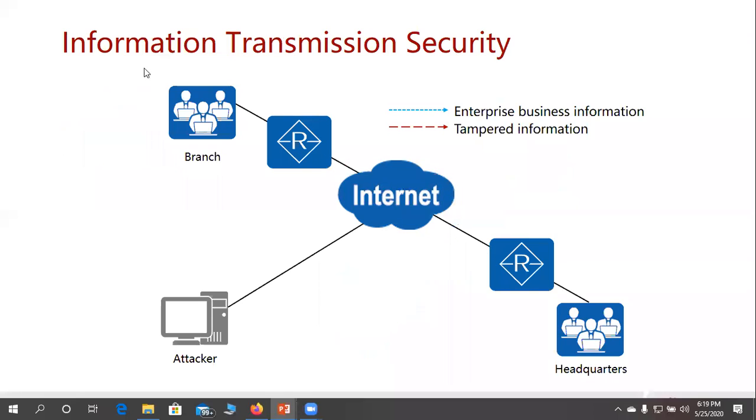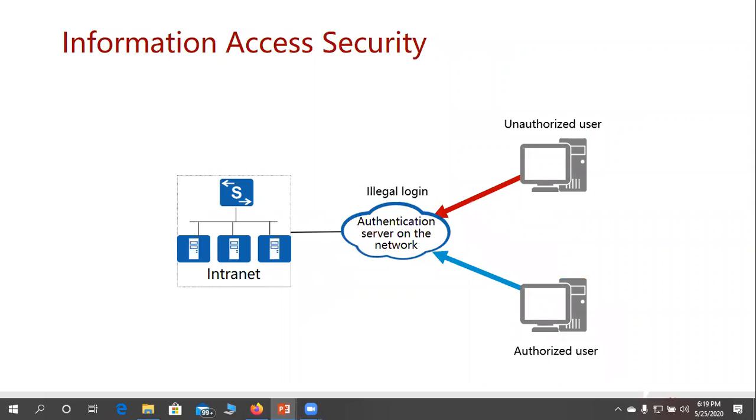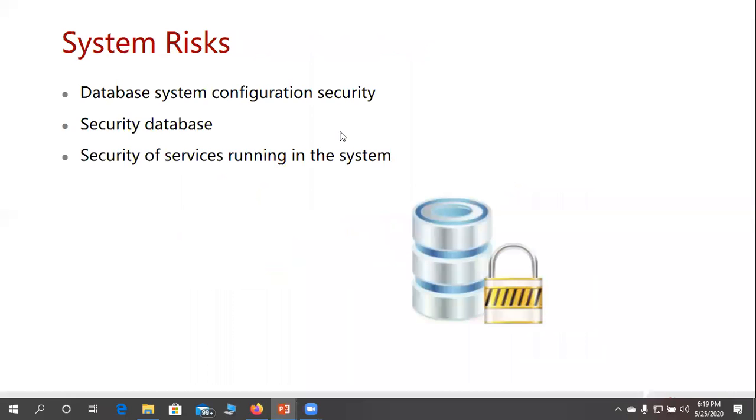So this is information transmission security. This is the headquarters here. This is our branch. The information is passing through the internet, and then the attacker can intercept this information, as well as maybe tamper with it. And then this is information access security, whereby we have an unauthorized user having access to our system through illegal login.